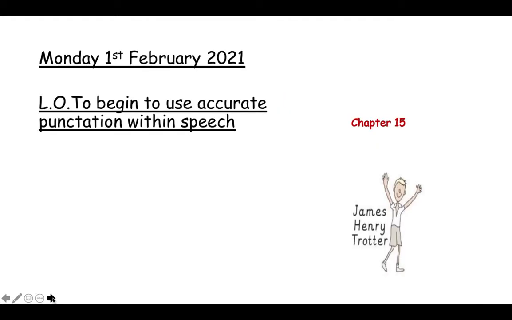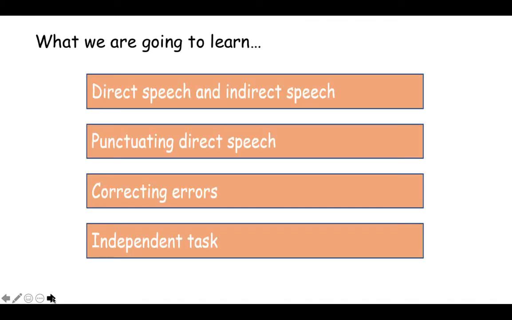Right, today's lesson is Monday, 1st of February, and our learning objective is to begin to use accurate punctuation within speech. So we're going to look at direct speech and indirect speech and the difference between them. We're going to look at examples of punctuating direct speech correctly. We're going to look at some errors or mistakes and try to correct them together. And then we're going to move on to the independent task.